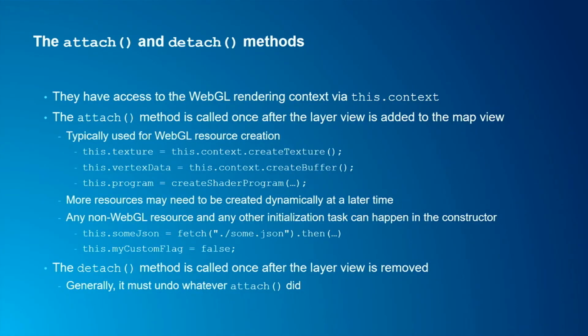The attach and detach methods act as a constructor-destructor pair. They have access to the WebGL context. The body of the attach override is normally where you would create the WebGL resources like textures, buffers, and programs that the app needs at startup. All other initialization tasks can be carried out in the constructor. Generally speaking, the detach method is responsible for undoing everything that was done in attach, and possibly more, which usually means destroying all the WebGL resources used by the app.